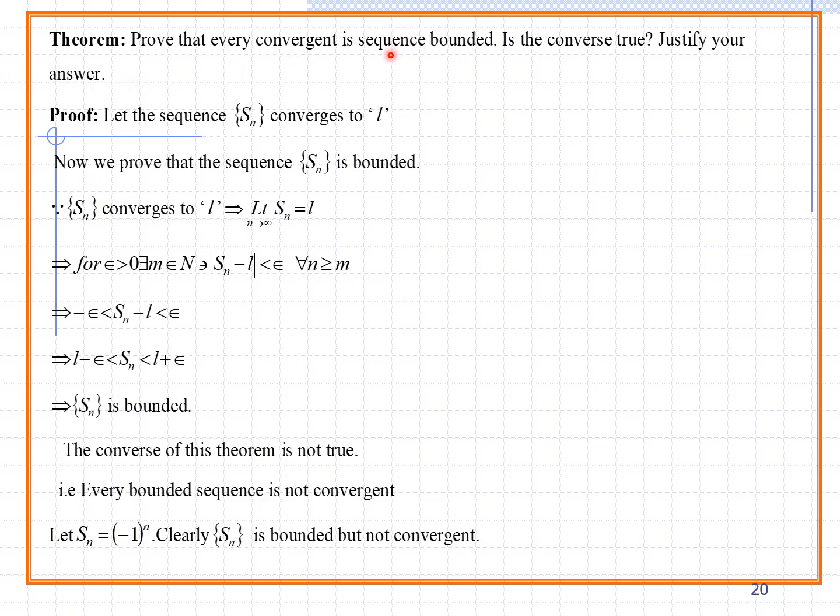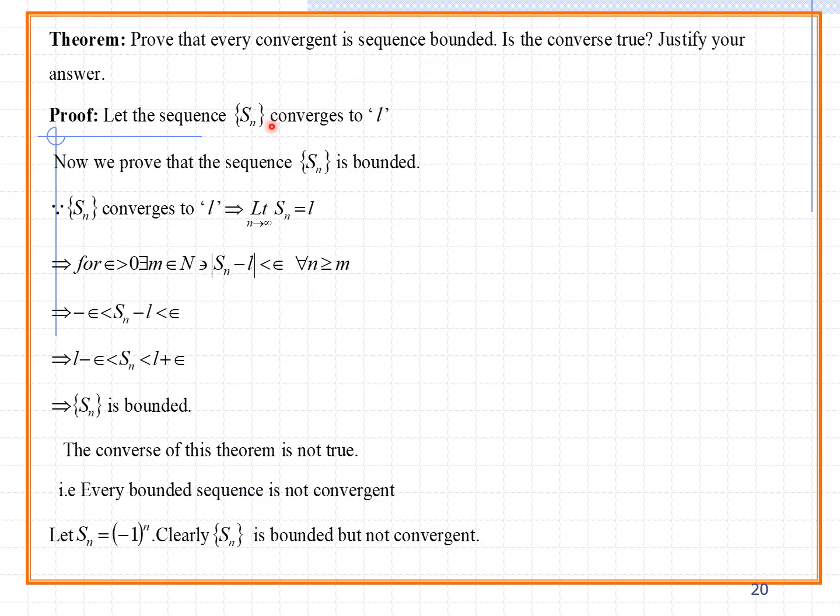What does convergence mean? Modulus Sn minus L less than epsilon. Modulus means you have the negative value and the positive value. The negative value means it is a lower bound, and the positive value means an upper bound. So automatically a convergent sequence is bounded. Is the converse true? The converse means the reverse. For example, you can take convergence and say it is bounded. So let us justify your answer.